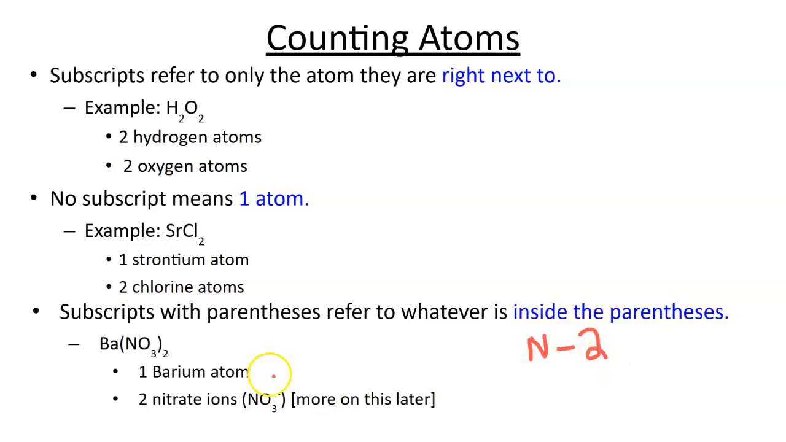There's 2 nitrogen atoms. You'd also distribute this 2 through. 2 times 3, there would be 6 oxygen.